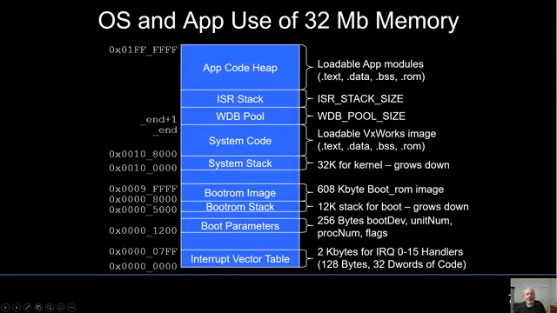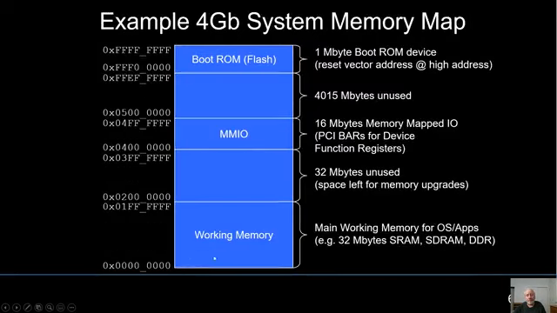Within the working memory, then I would further refine address ranges for use by the kernel, the Linux kernel, or in this case, this is a VxWorks kernel. And here I've got my debug pool, my interrupt service routine stack, my system code, system stack, boot ROM image, and boot ROM stack that I copied into RAM down from the non-volatile memory, boot parameters, interrupt vector table.